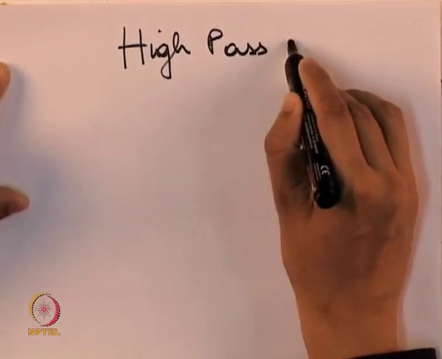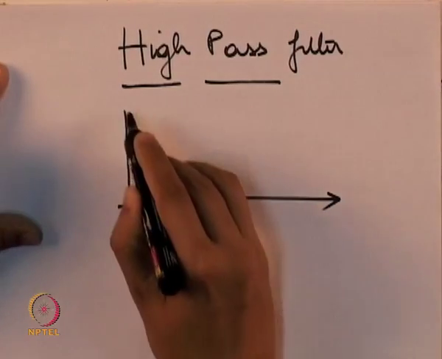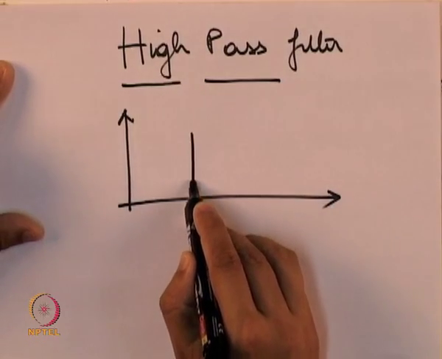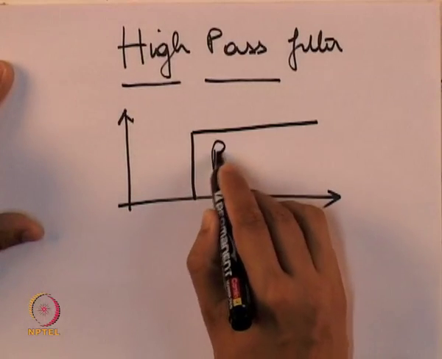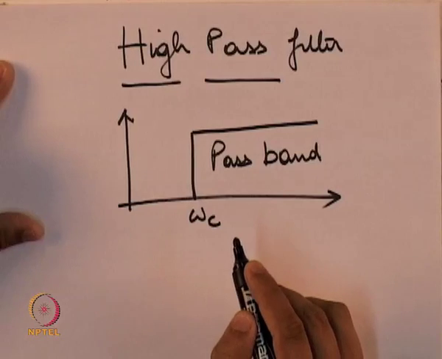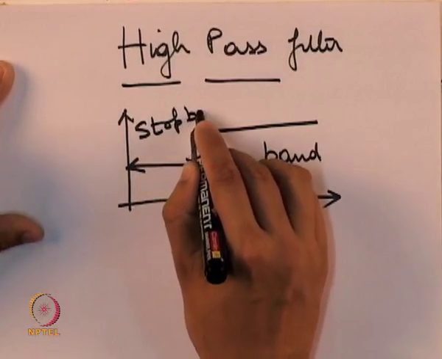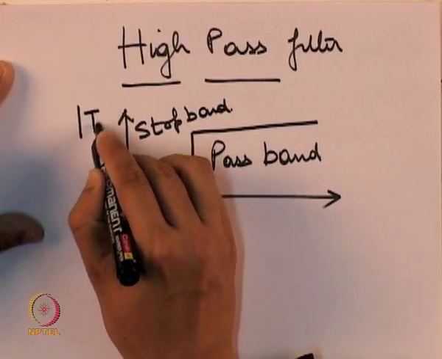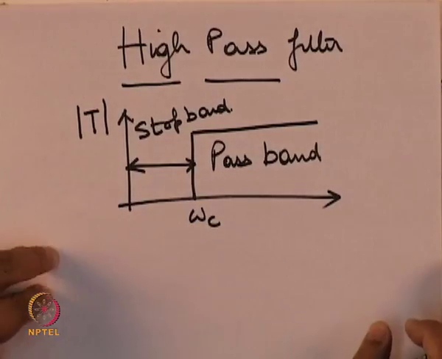For a high pass filter, the keywords are high and pass. It means higher frequencies will be allowed to pass through such a filter. The response again will be the inverse of the low pass filter. This will be my pass band, this is my cutoff frequency, and this is my stop band. Lower frequencies will not be allowed to pass through the filter and higher frequencies will be allowed. We can obtain various filters by a combination of low pass and high pass filters. Two such filters are the band pass filter and the band stop filter.